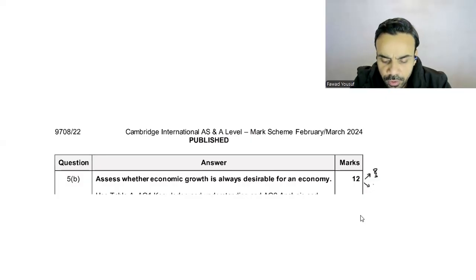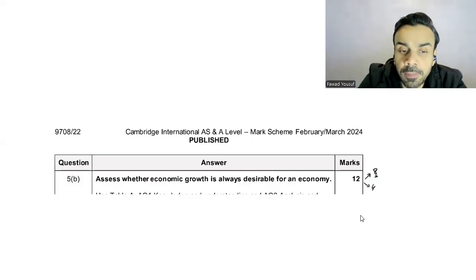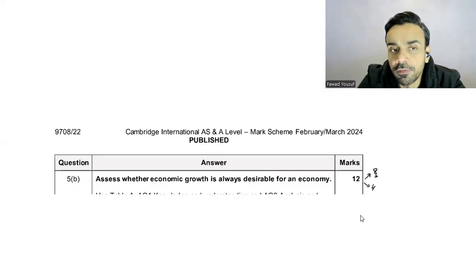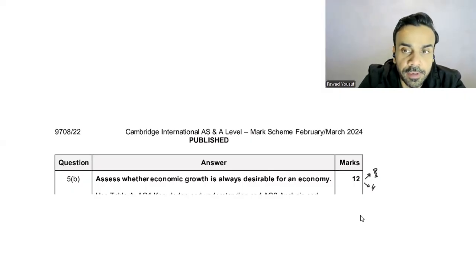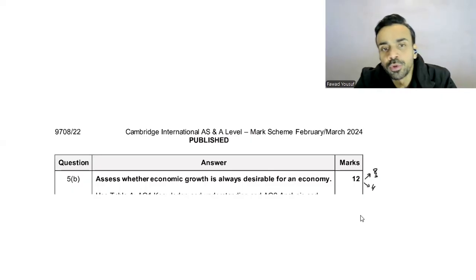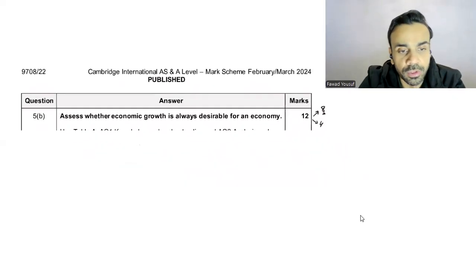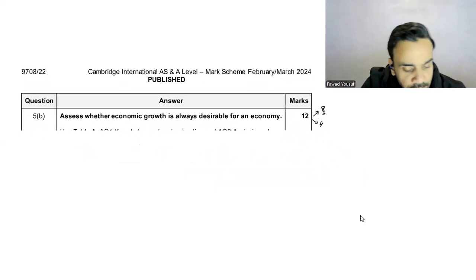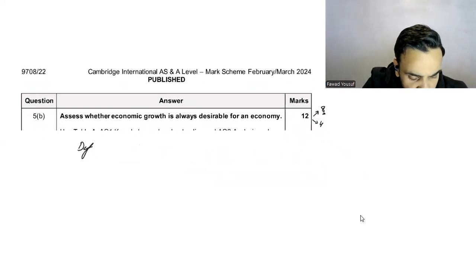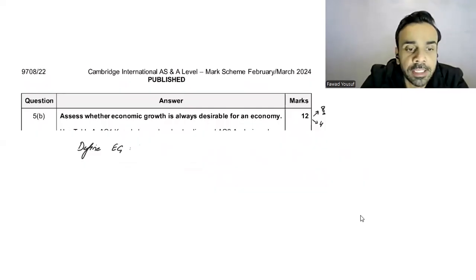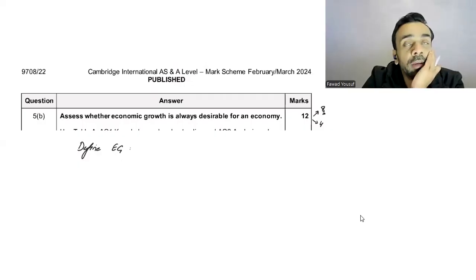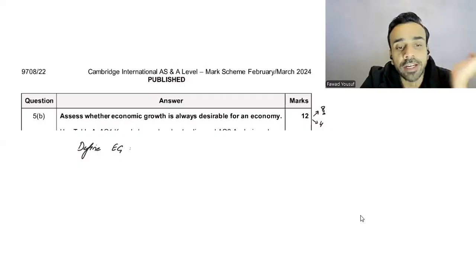Although I've told you many times that in our variant there's usually no mark for the definition. This is the March paper, so it has the definition, but we should always write it just in case. If the word inflation is mentioned, if the word economic growth is mentioned, then how do we define it? So first thing we have to do is define economic growth. One thing we know is economic growth is a rate.